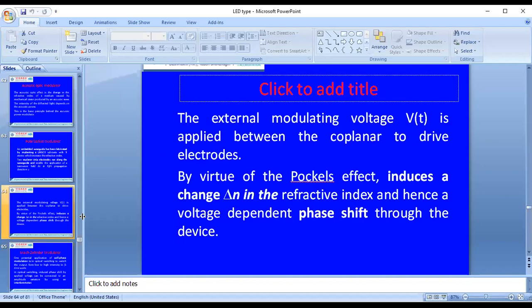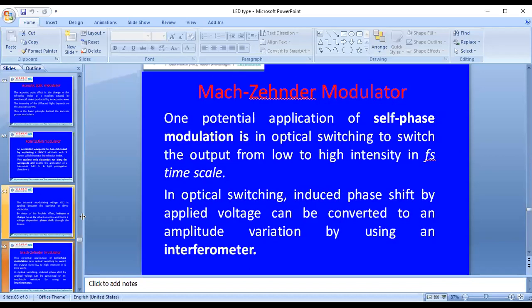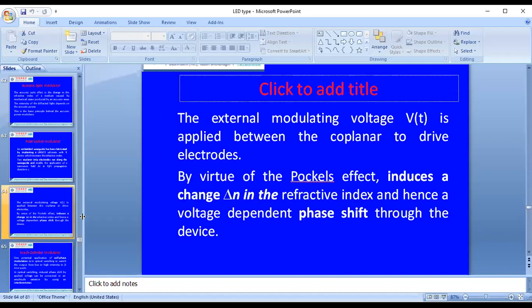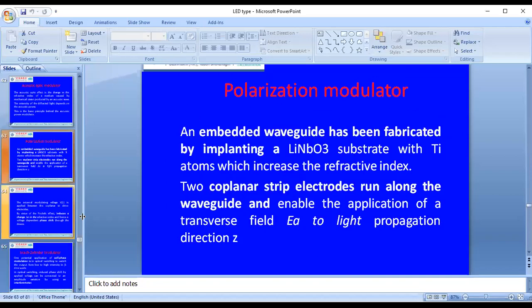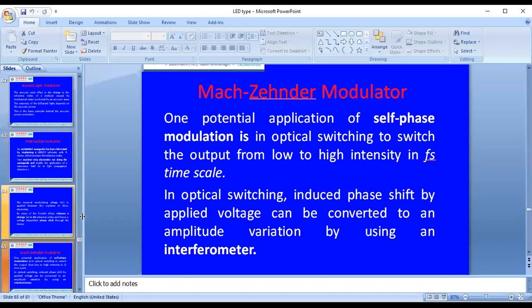Okay, when you apply the external modulating voltage, the refractive index for this particular radiation light is going to be changed. Okay, once the voltage increases across this arrangement, the phase angle is shifted through the entire device. So that is a polarization modulator.